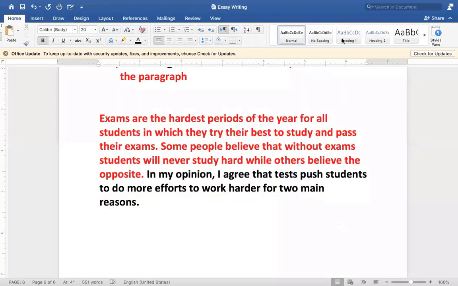Okay, so as you can see, here is the introduction. I start with 2 general sentences. Exams are the hardest period of the year for all students in which they try their best to study and pass their exams. Some people believe that without exams, students will never study hard, while others believe the opposite. In my opinion, I agree that tests push students to do more efforts, to work harder for 2 main reasons. This is the thesis statement.